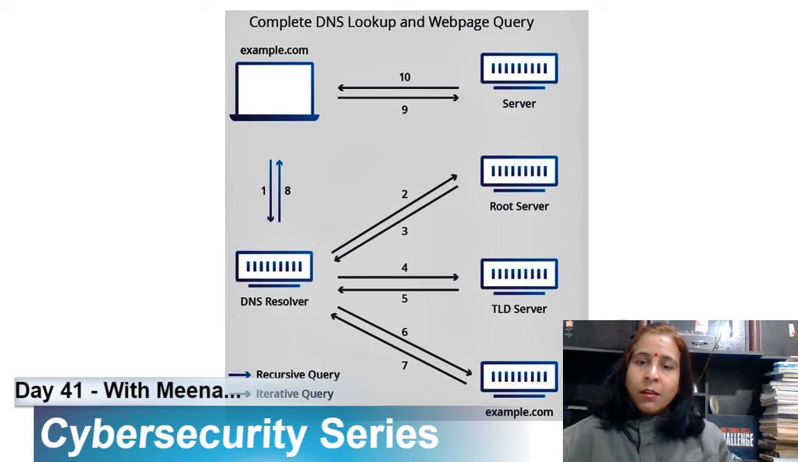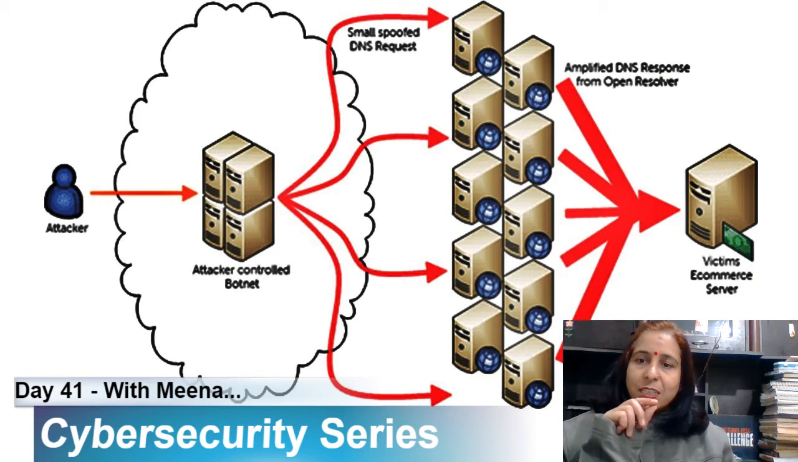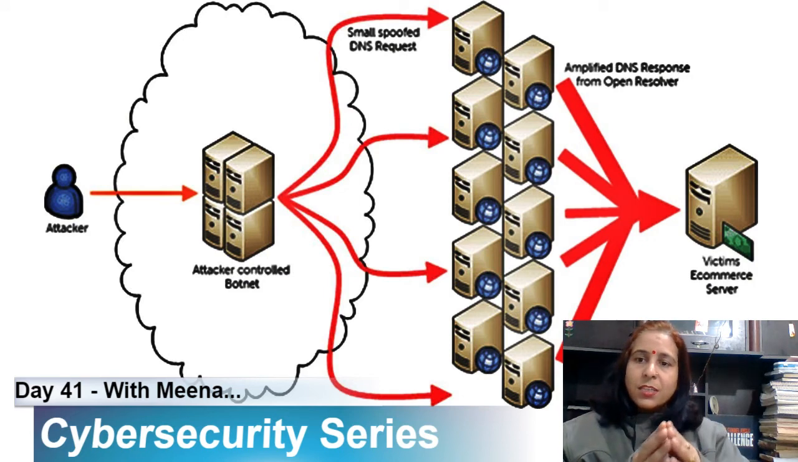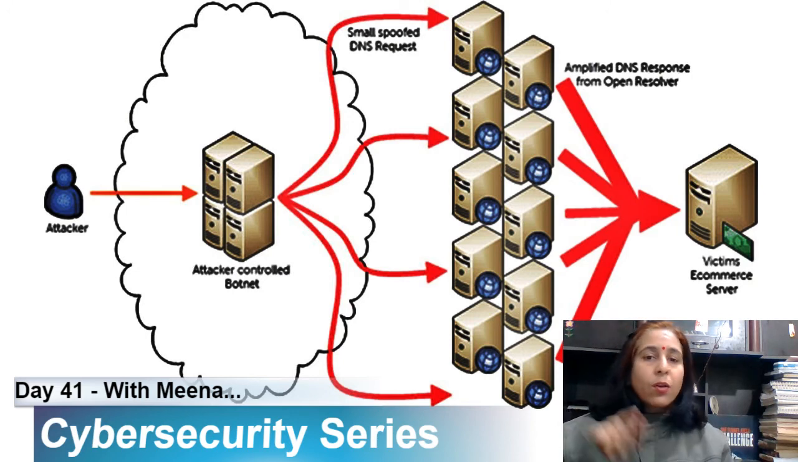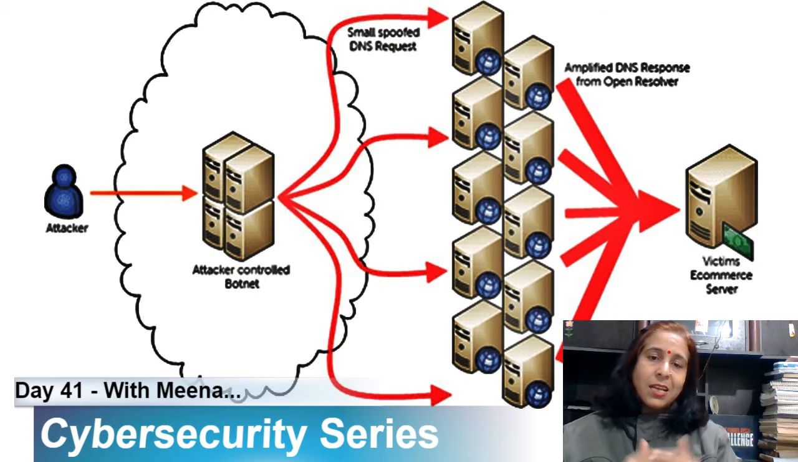So let's see how a DNS amplification kind of attack happens. For example, the attacker knows the IP address of a server inside a company. That can be a web server or an e-commerce type of server, and the attacker chooses to attack that particular server. So how will it be performed with the help of a DNS amplification attack?